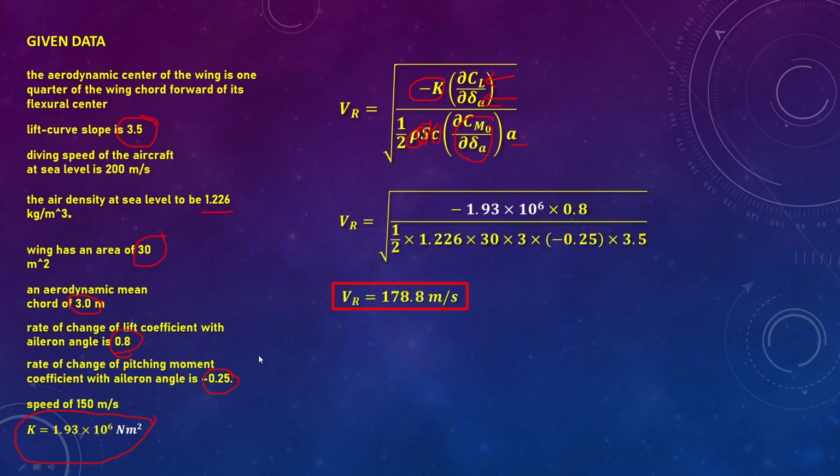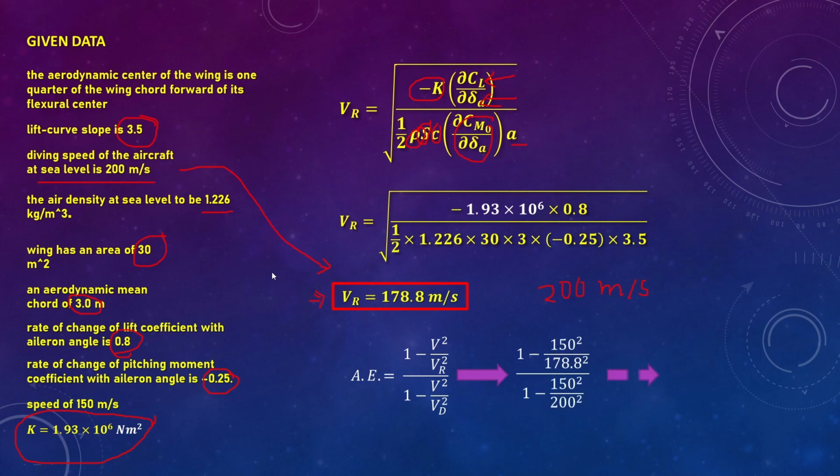As you can see, we have the reversal speed at 178.8 meters per second, and we have a divergence speed at 200 meters per second, right? This is given, right? And as you can see, particularly in this problem, first we will face the aileron reversal problem, then we will face the divergence problem. Now we have to input those values here and we'll get this answer. So this answer, you can write it down in coefficient form or you can write it down in percentage form. Both of them are okay. No need to worry, you just do that.